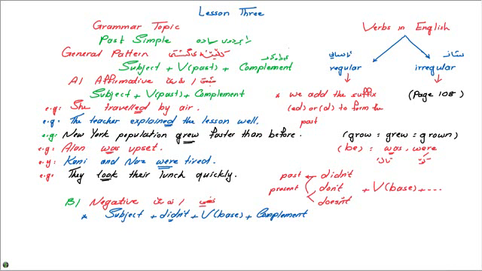Let's take the first sentence. She traveled by air. If we change it to negative, we say she didn't travel by air. Didn't travel. The verb travel comes back to the base after didn't.